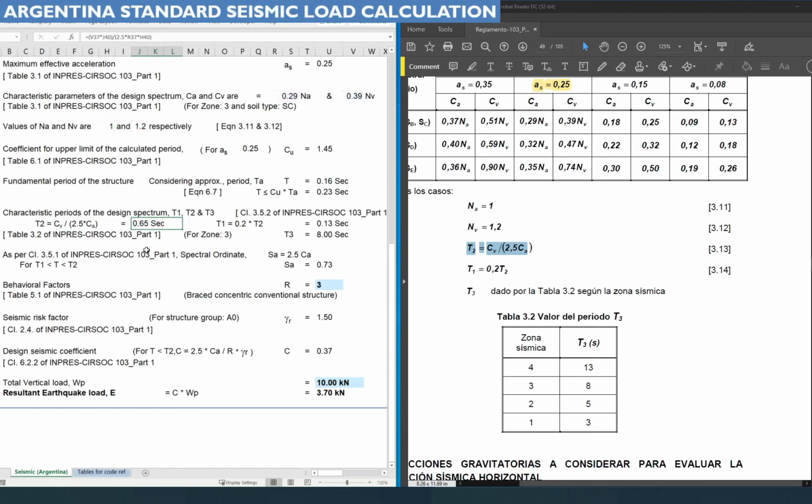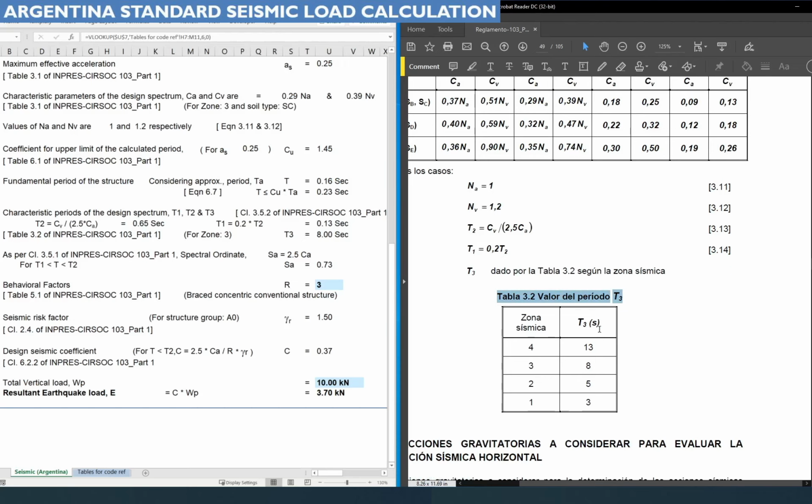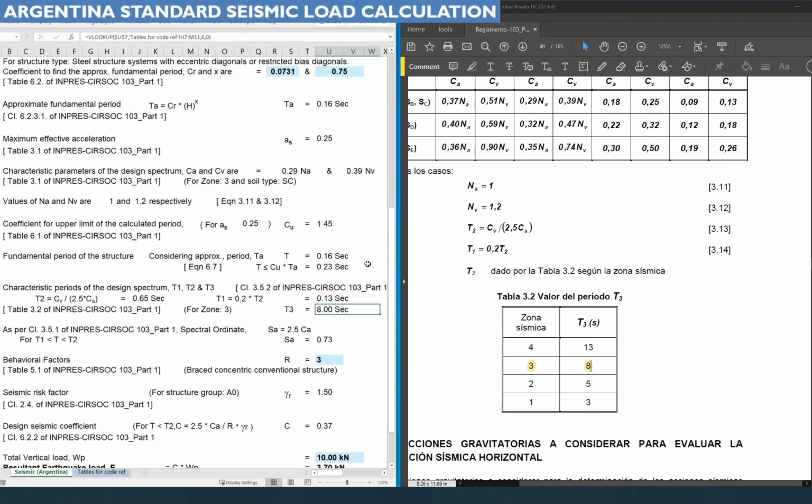For the seismic zone, Cv should be multiplied with Nv and Ca multiplied with Na. That is why we are getting T2 as 0.65 second. For T1, the formula given in the right-hand side code is T1 equal to 0.2 T2. Applying the same we get 0.13 second. The T3, mentioned in table 3.2 on the right-hand side, states that for seismic zone 3, 8 second is the T3 value. So we are considering the same as per the seismic zone factor.